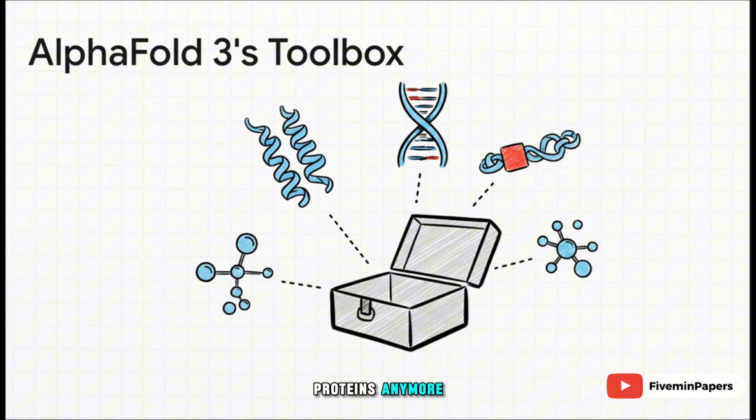It's not just proteins anymore. Now it can model our genetic code, DNA and RNA. It can see how these tiny molecules called ligands, think of things like drugs, fit into the machinery. And it can even handle ions and chemical modifications, which are basically the on-off switches for all sorts of biological processes. It's the whole shebang.